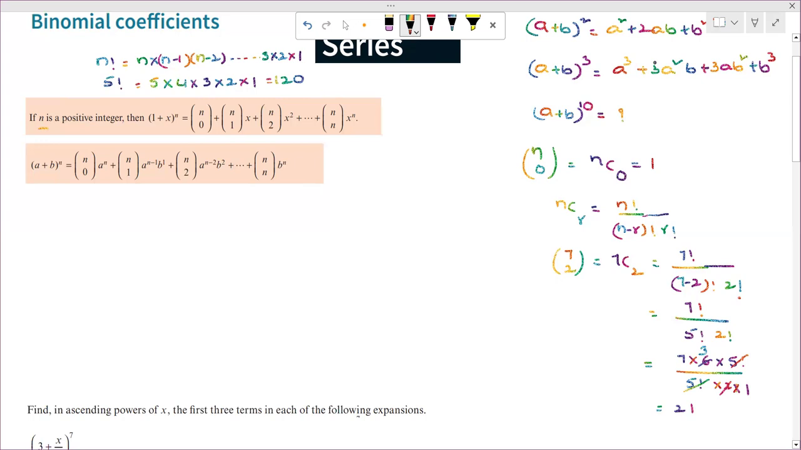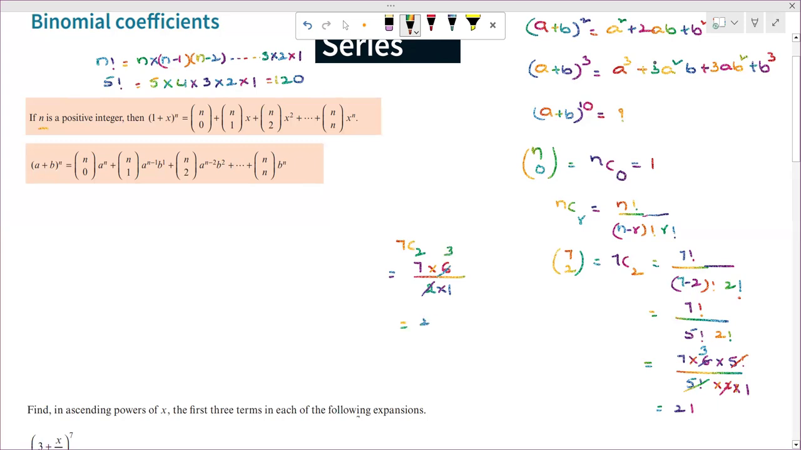Directly also you can do it. See, 7C2 is there. Here r will be 2, so in the denominator you write 2 times 1. In the numerator, start with 7, and the next number will be 6. Only 2 terms you should write. 2 ones are 2, 3 sixes... so 21.